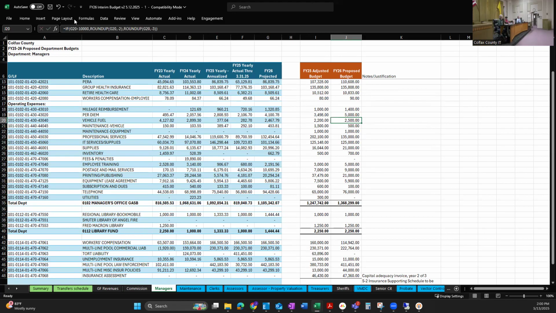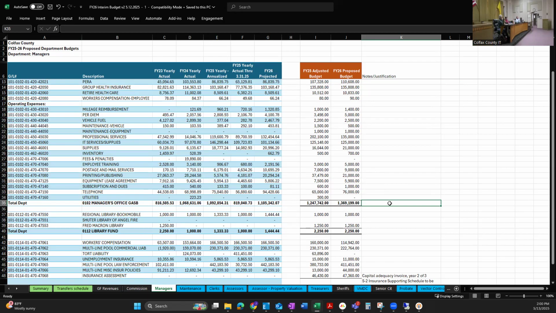And then maybe subscriptions and dues. I'd say 1,000. I think that should be sufficient. We already increased for the association accounting dues. I'm not sure. No, that was just for Soto's stuff.